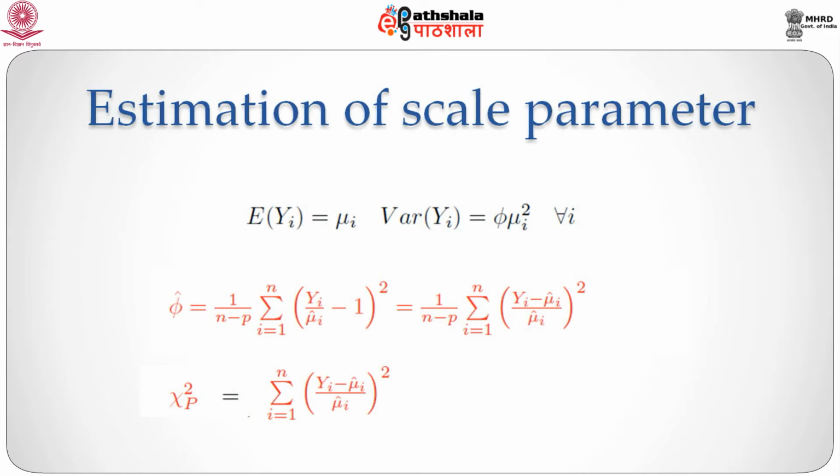Pearson's chi-square statistic for gamma regression is given by chi-square p equal to summation i equals 1 to n of yi minus mu i hat by mu i hat, whole squared, which means that the dispersion parameter is estimated from phi hat equal to chi-square p divided by n minus p.